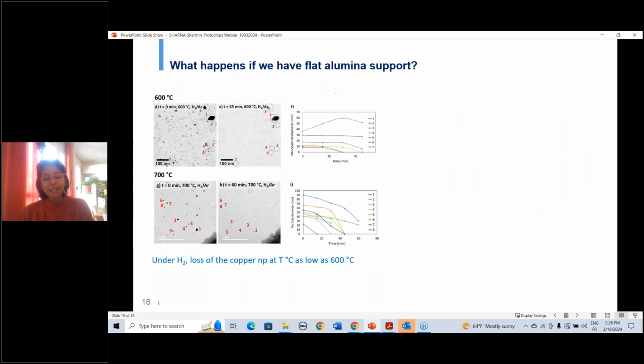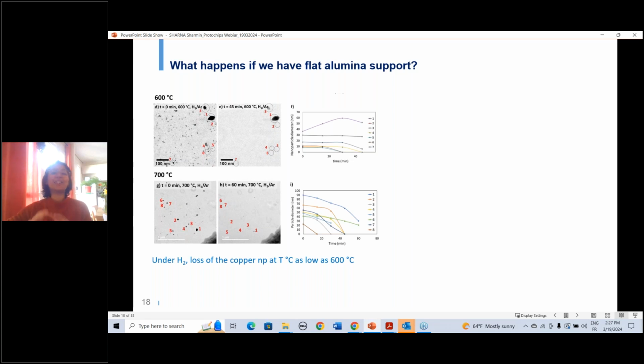So in order to understand if the support might have an impact on this observation, this time we deposited an alumina layer using evaporation onto our silicon nitride, and then we formed the nanoparticles in a very similar way as before. What we see here is very strange. In this case, for the alumina support, we start to see this evaporation effect at temperatures as low as 600 degrees Celsius. So this is not what we expected.